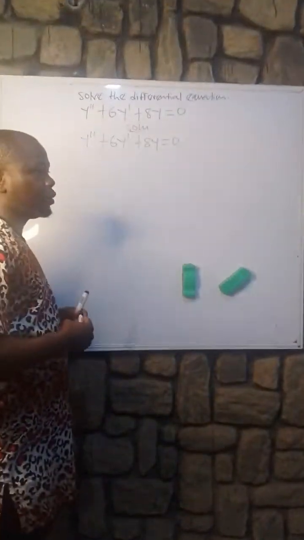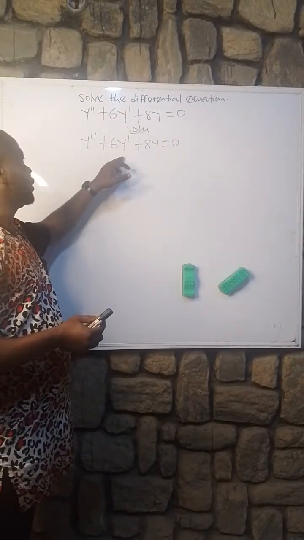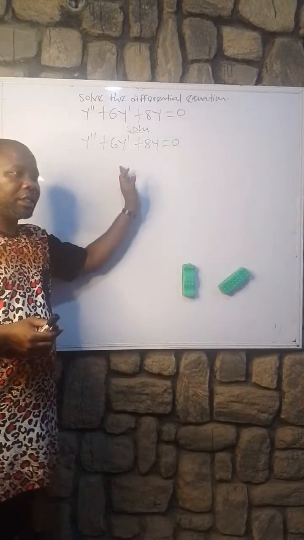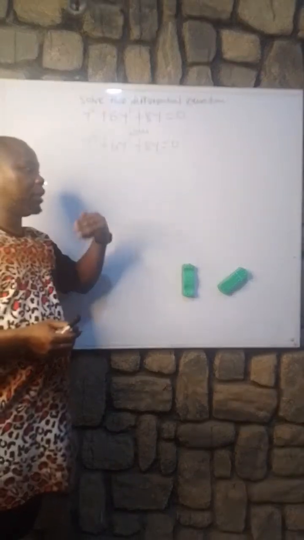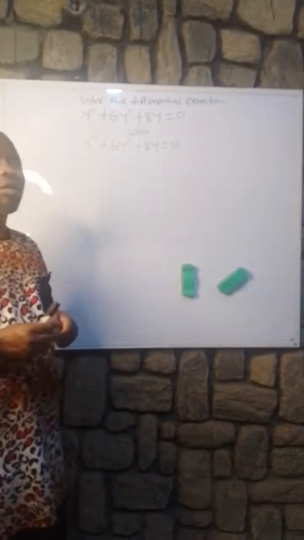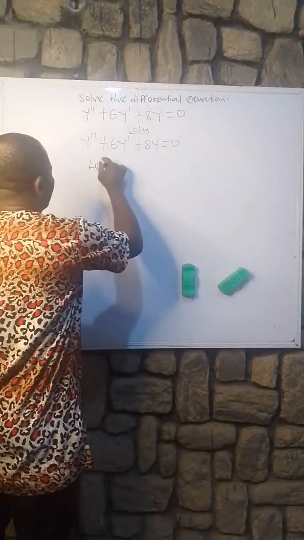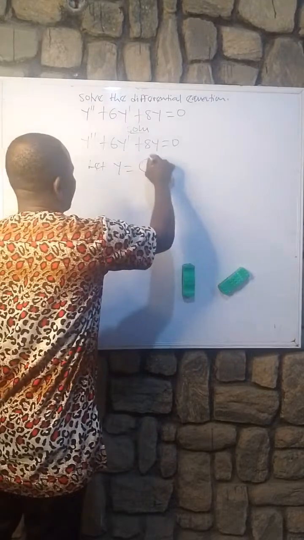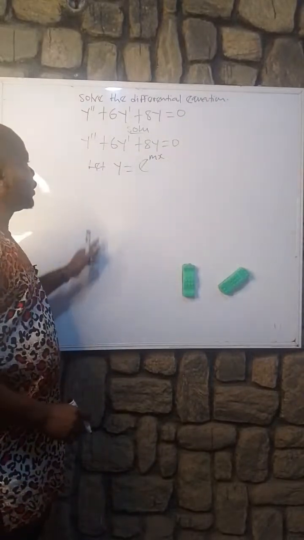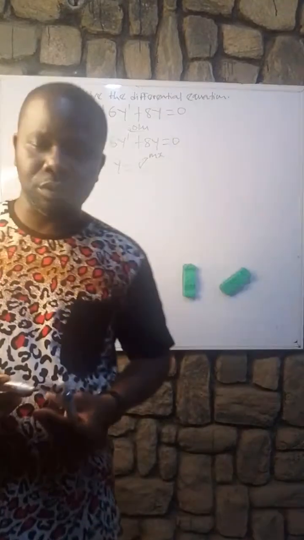So now I want to solve this differential equation analytically. For us to be able to solve this differential equation analytically, that will give us a solution to this differential equation, what we need to do is we now say let y be equal to exponential mx. This will give us the solution to this second order differential equation. Amen.